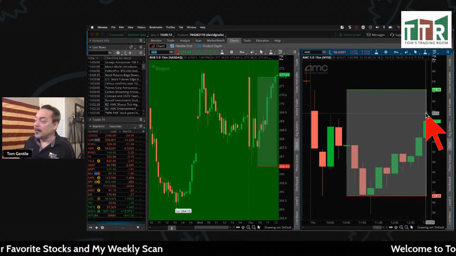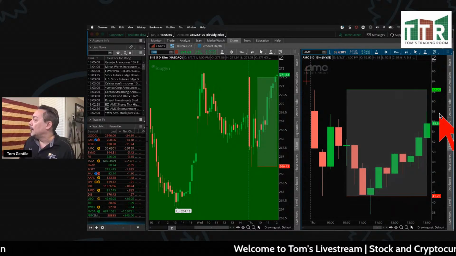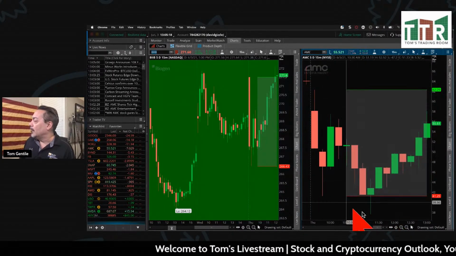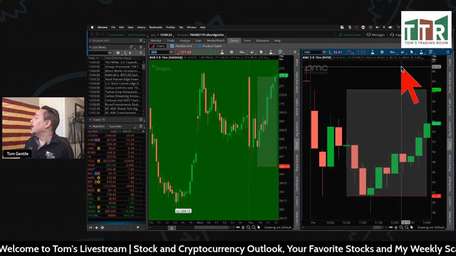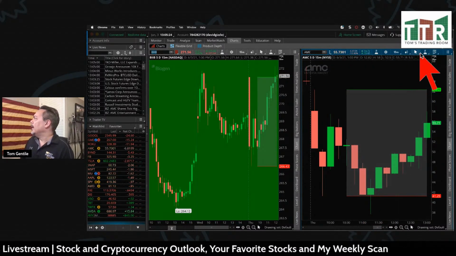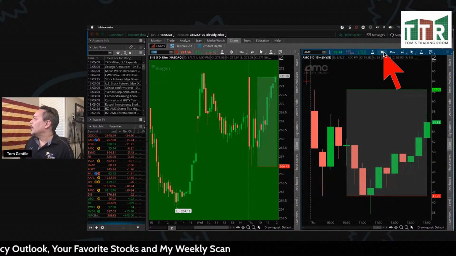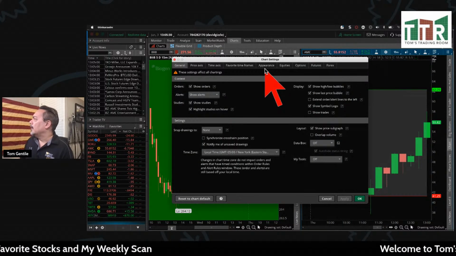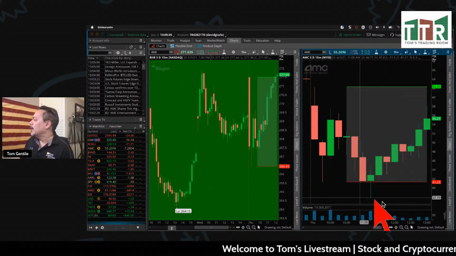Now, granted, 11:30, 11:25, 11:15 was the low, but still, I'm just showing you, this is the area right here where a lot of people more than likely bailed out of the stock. And we could go in and bring up some settings. Let's look at the equities and add the volume on here because I'm curious to see.